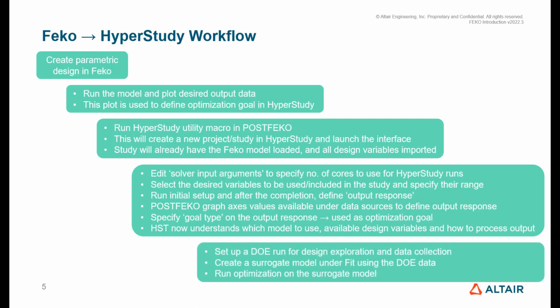Once HyperStudy understands which model to use, the available design variables, and the output from the initial setup, we can then perform design exploration, then create surrogate models from the design exploration data using the machine learning algorithms within HyperStudy, and also perform optimization using the surrogate model.